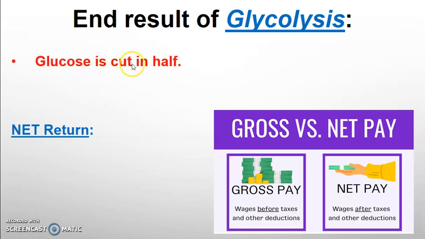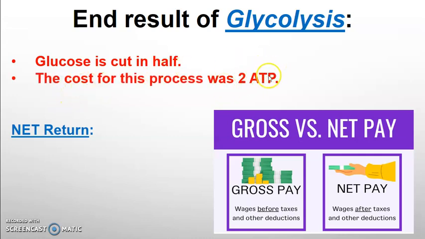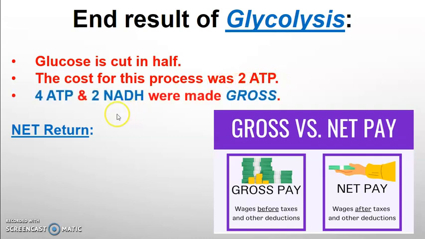All right, so in conclusion, for glycolysis, our end result here is this. We're going to simply cut glucose in half. So we're going to take a 6-carbon molecule and turn it into 2 smaller 3-carbon molecules. That's really what glycolysis means again. Glyco is for sugar or glucose. Lysis means to split. It cost us 2 ATPs to get this whole ball rolling, so we're down a negative 2 ATPs. And total production, gross, is 4 ATPs and 2 NADHs, fully reduced electron carriers.